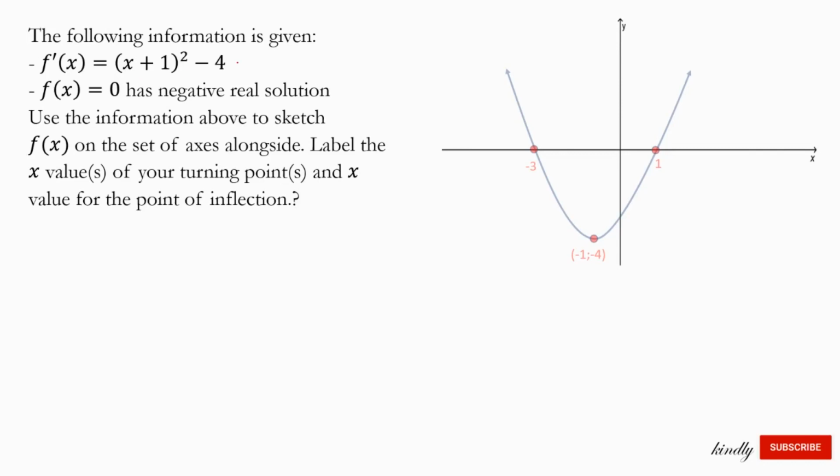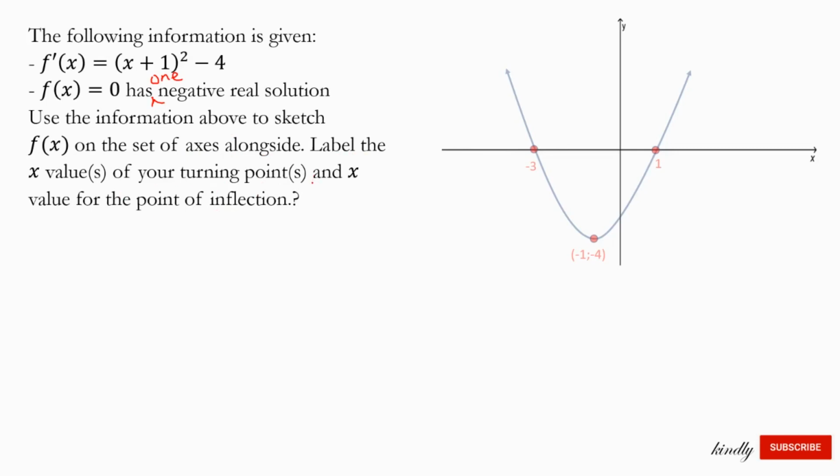The following information is given: f prime x is equal to (x + 1)² − 4, and f of x equal to 0 has one negative real solution. Using the information above, sketch f of x on the set of axes alongside. Label the x values of the turning points and the x value of the point of inflection.